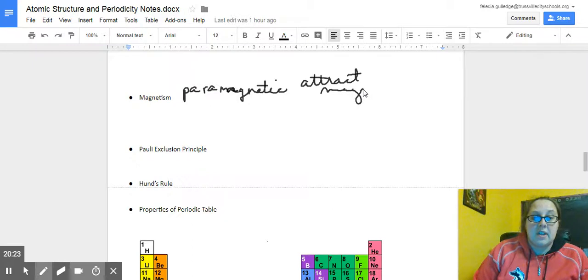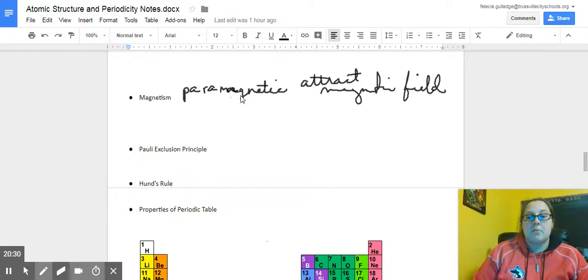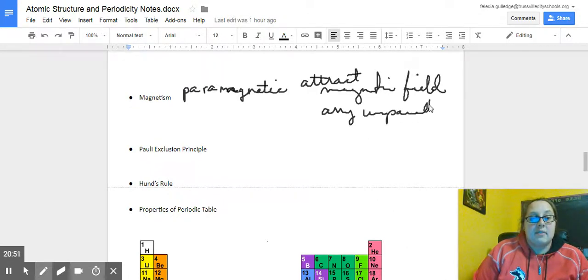I'm just going to put magnetic field in my so awesome handwriting here. Okay, so paramagnetic, it attracts a magnetic field. How does it do that? Well, it all depends on if you have paired or unpaired electrons. If you have, let me say it this way, if you have any unpaired electrons, then that means that it will attract a magnetic field.